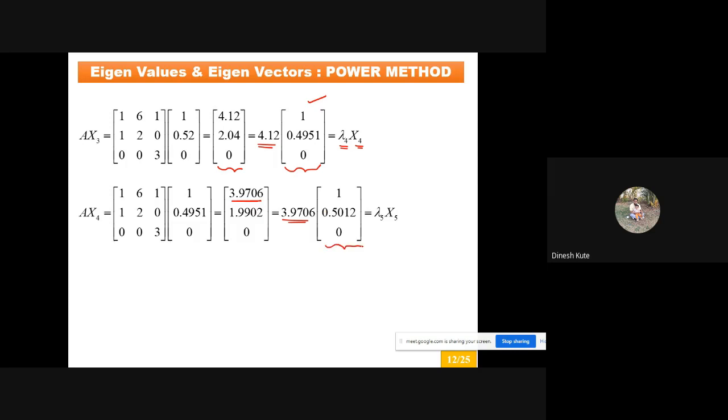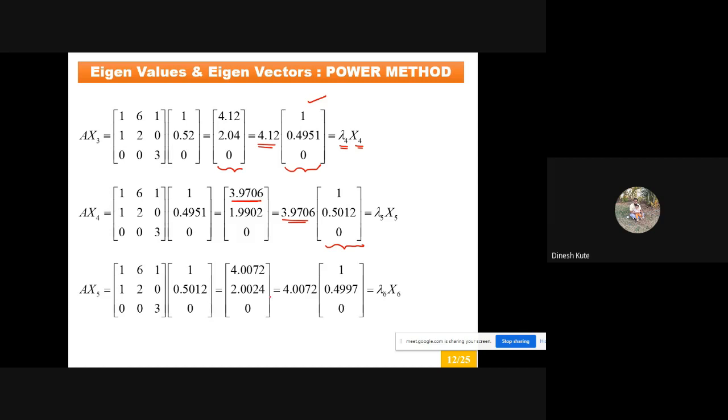Now you check this difference. This is 0.4, this is 0.5. Now this difference is negligible. If you want, you can stop your iteration here also. You can perform more iterations also, just to make that difference negligible. So in the next step also you can see this difference. This is now 0.50, this is 0.49. So here also you can stop your iteration.